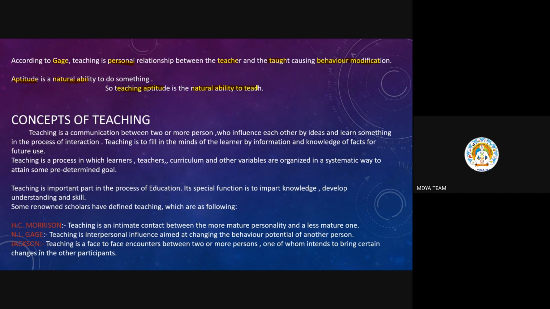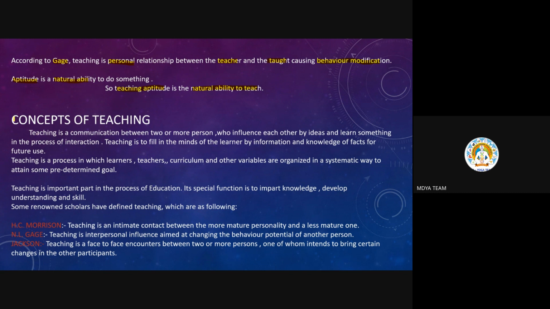Because generally it is assumed that after clearing your examination, you are coming into the teaching field. That is why the evaluation of teaching aptitude is there. So teaching is a personal relationship between teacher and learner, causing behavior modification, and aptitude is the natural ability to do something. So teaching aptitude is a natural ability to teach. This is the literal meaning of teaching aptitude.